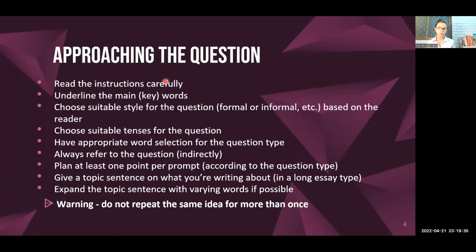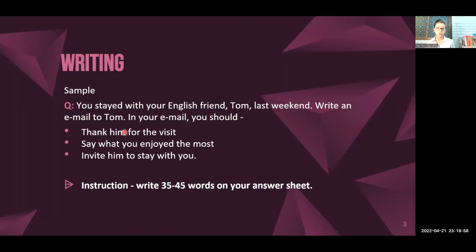This is approaching the question. The steps here are: read the instructions carefully and underline the main words or key words in the question. Choose the suitable style for the question, formal or informal, etc., based on the reader. In this case, in the email, your reader is going to be your English friend, Tom. You know that your reader is your friend, so you know that you have to be very informal.